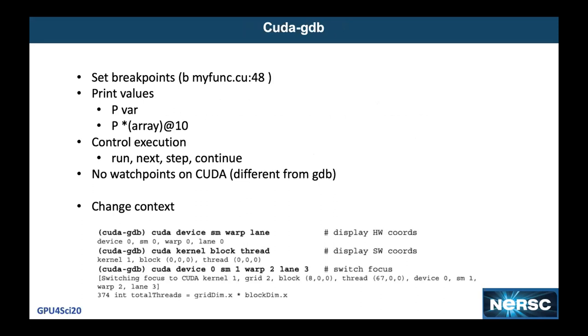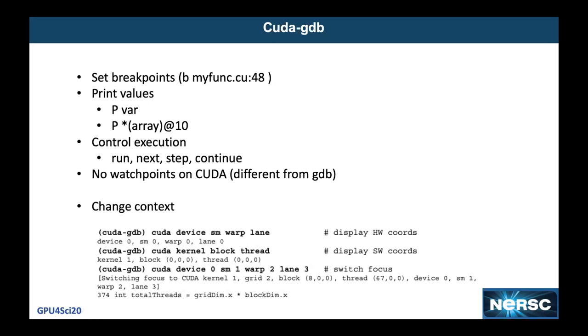How will you use GDB? With CUDA GDB, you will use it by putting breakpoints. For example, b myfunctions.cu:48 means I put a breakpoint at line 48 of the file myfunctions.cu. And then I will run the program with run, and it will stop at this breakpoint if it reaches it. You can print a value, p var, p array@10, to print the first 10 elements of the array. You can control the execution, like I said, with run, next, step, continue. One thing to note is that there are no watchpoints possible on CUDA. So if you were used to using a watchpoint in CPU GDB, you cannot here.